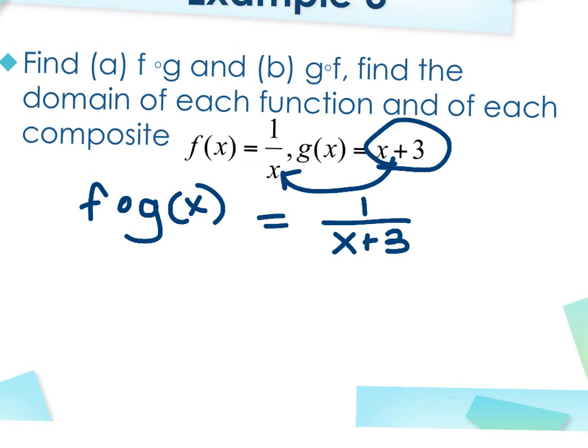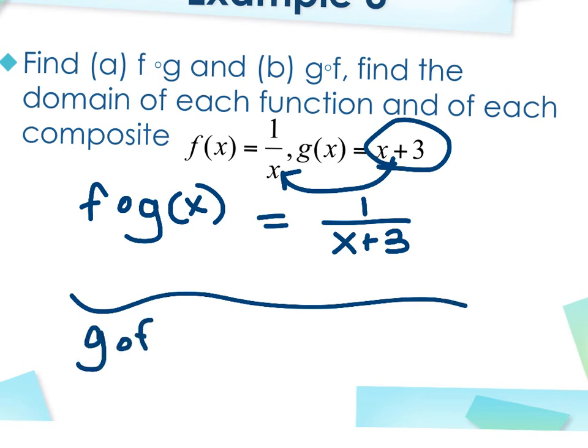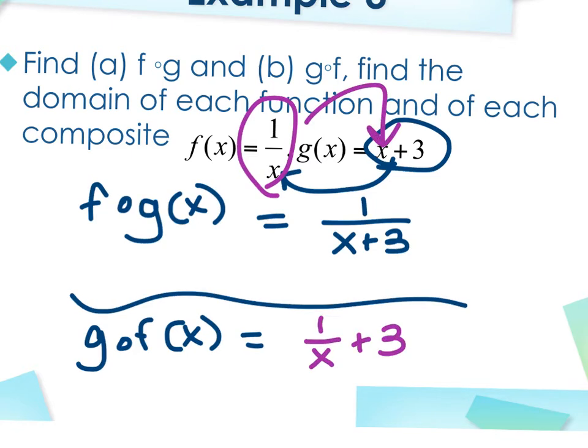You with me so far? Now it wants you to find the domain of the function and of each composite. So actually, let me find the other composite first. G of f of x means I'm taking f of x and plugging it into the x of g. So this would be 1 over x plus 3.